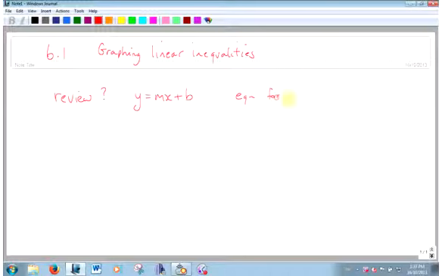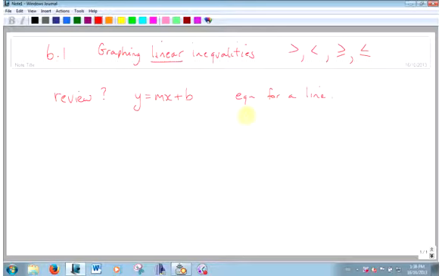That's the equation for a linear relationship. That's an equality because it's an equal sign. We're going to be doing inequalities: greater than, less than, or greater than or equal to, less than or equal to. But first we got to get the line, okay?